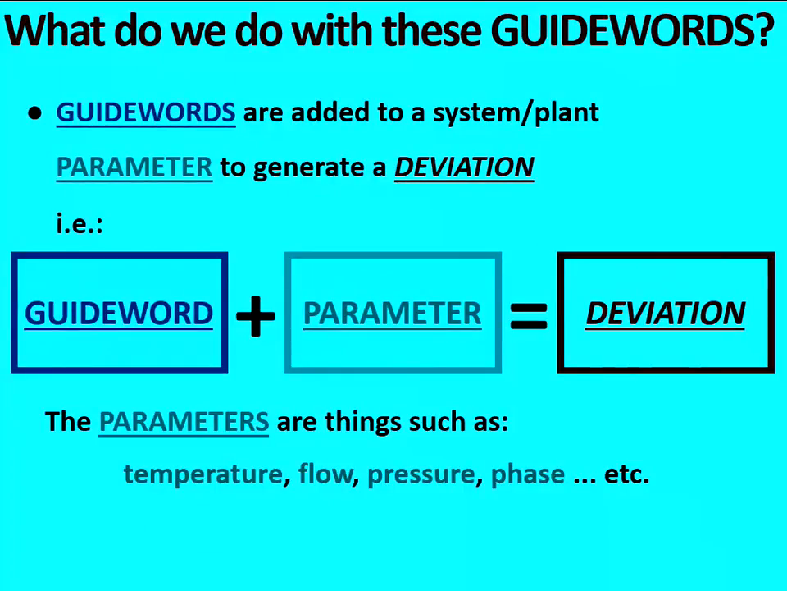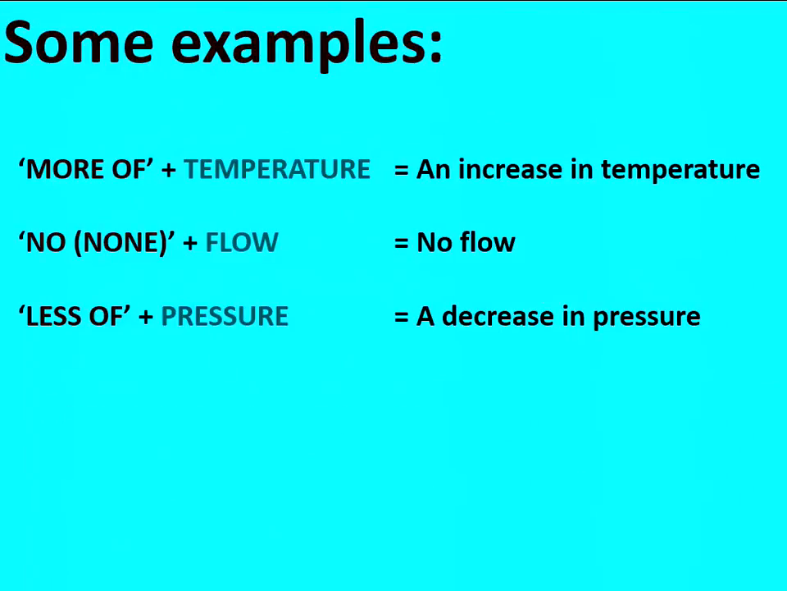So how does that work? So it gets more of temperature. There's a guide word and there's a parameter. If you add the two together, you get more temperature, or an increase in temperature. It's really simple. No or none plus flow means we normally have a flow rate in this part of the system, but now we've got no flow rate. Less of pressure, we've got a decrease in pressure, and so on and so forth.